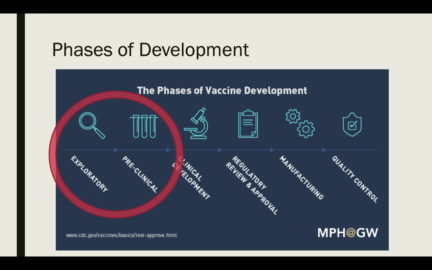If you are interested in these other phases, you can Google. The CDC website has a lot of information. I stole this infographic from the Masters of Public Health program at George Washington University. So you can look them up, or you can just ask me and I will be happy to give you more information.